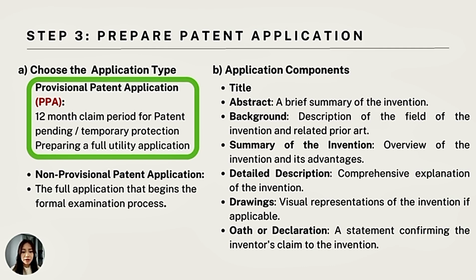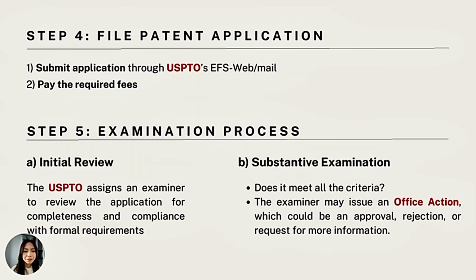And then you also have to look at the application components. So this includes a summary of what the invention actually is, and also you have to show its advantages and give a broad explanation of the invention itself. And you also have to make a visual representation, so you have to show what the invention looks like, and also a statement confirming the inventor's claim of the invention.